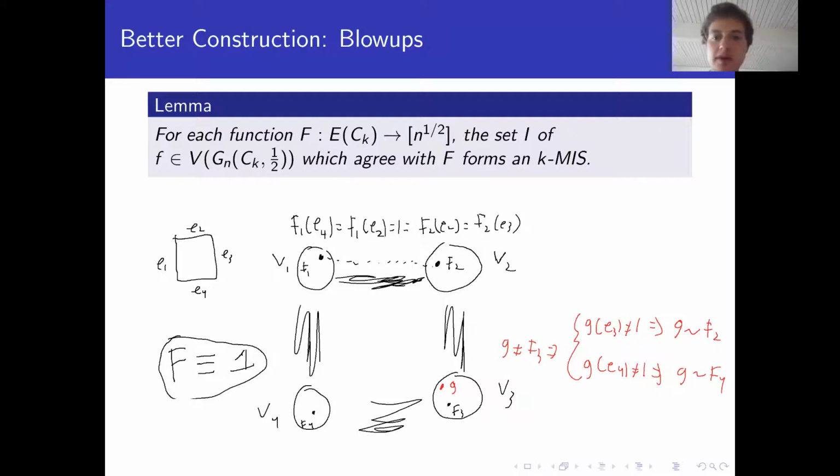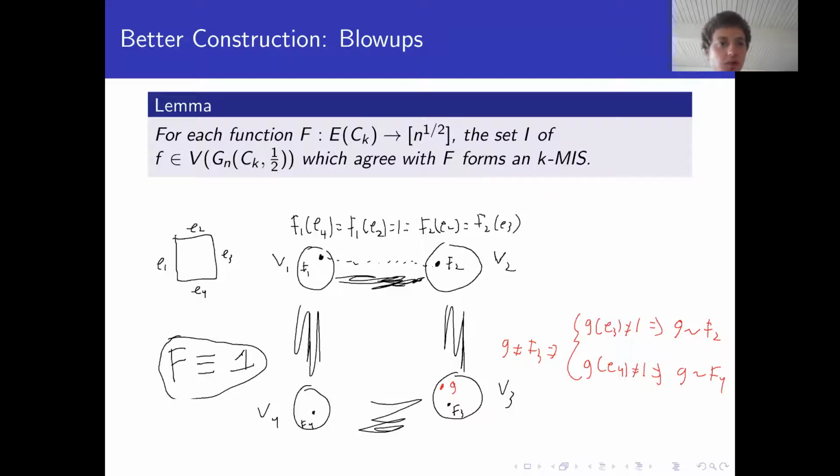To show this is a maximal independent set, consider any new vertex G, maybe it's in capital V3 that we might try and add. Well, because G is distinct from F3, it has to send either E3 to something other than 1 or E4 other than 1. In the former case, G will be adjacent to F2 because they disagree on what E3 should be. And otherwise, it's adjacent to F4 because they disagree on what E4 should be. So we conclude that no such G can be added and maintain that we're an independent set. So indeed, this is a maximal independent set, proving this claim.